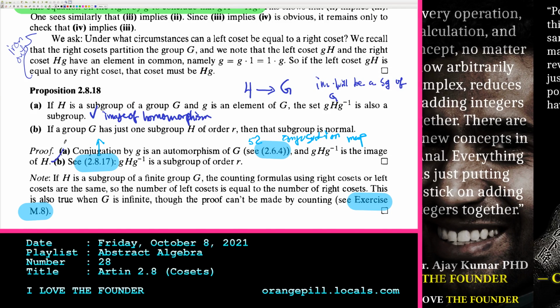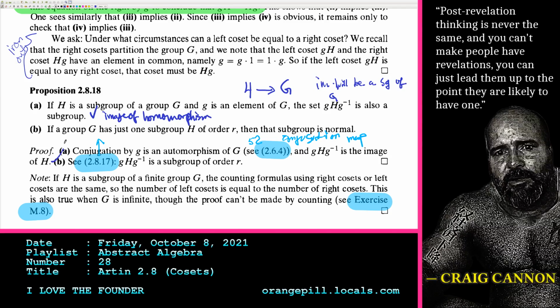Yes, and that's his logic, okay. If a group has just one subgroup H of order R, then it will get mapped to a subgroup of equal or smaller order, but equal, because there's only one subgroup, so there's only one choice of where it goes.